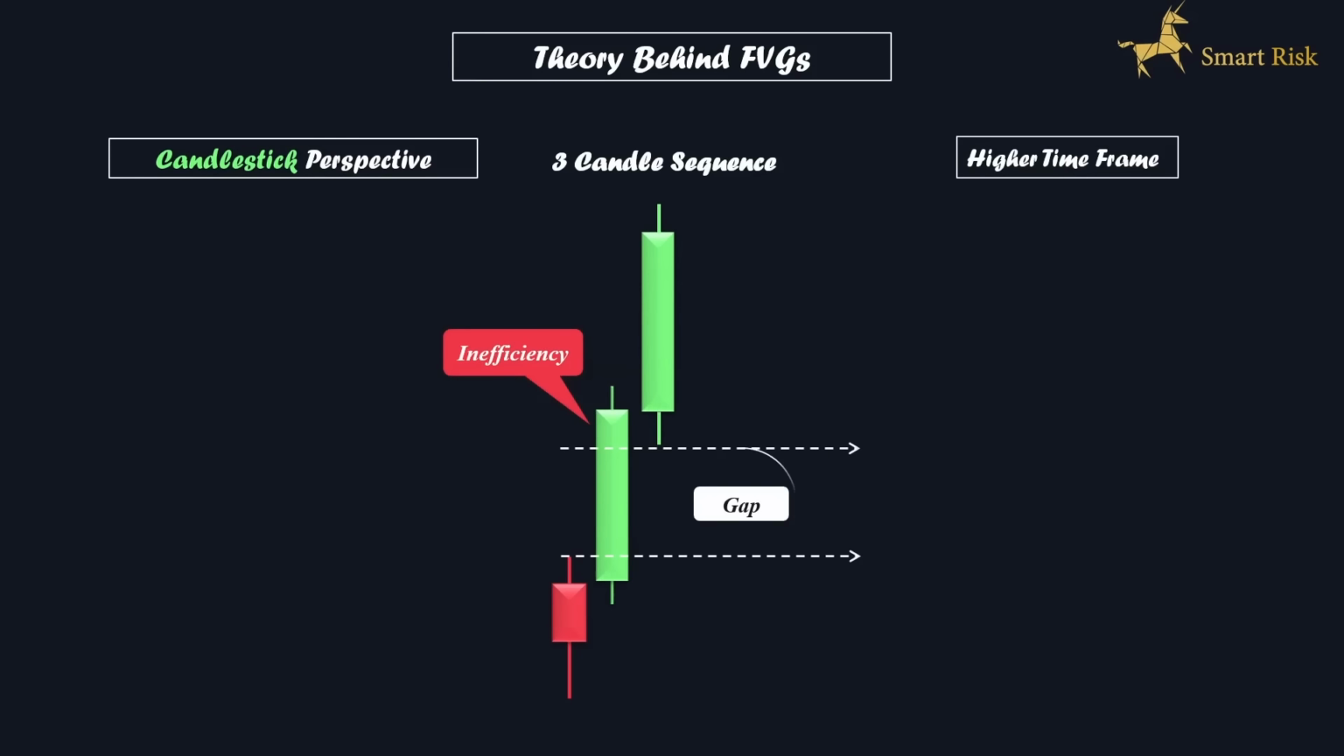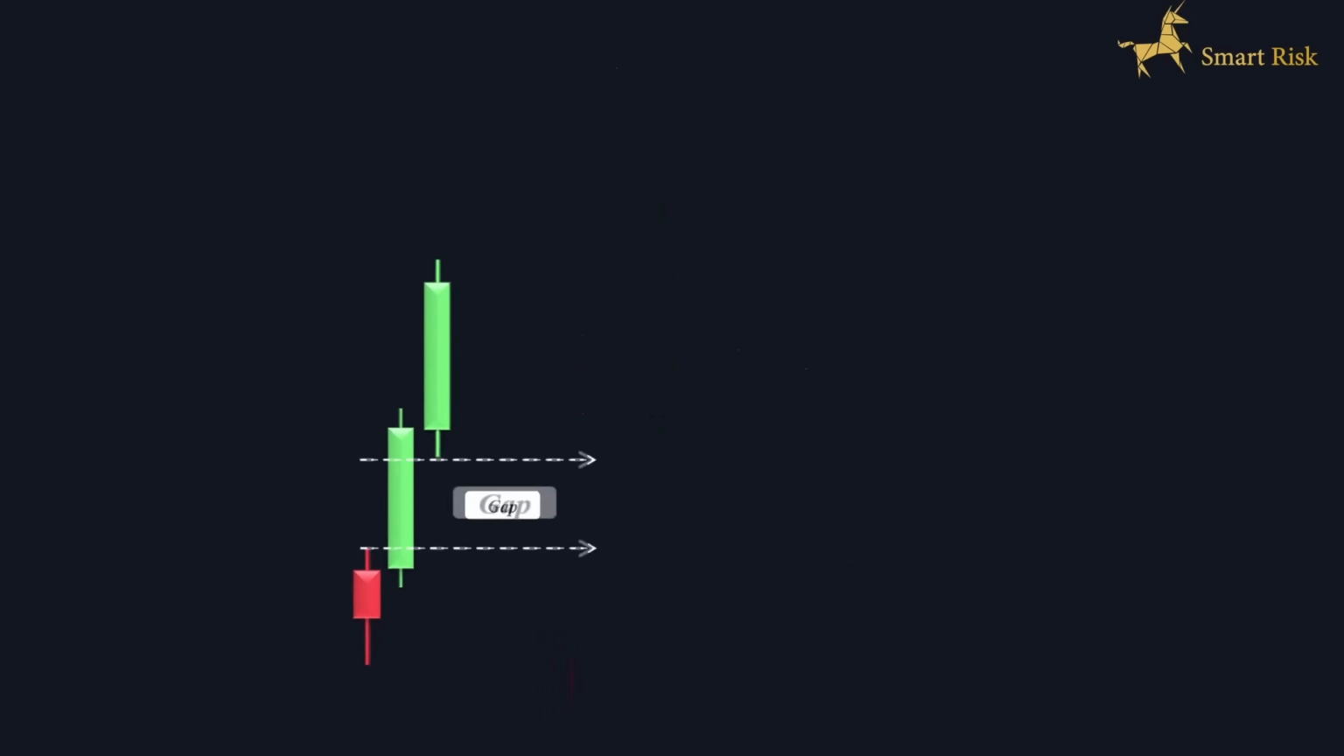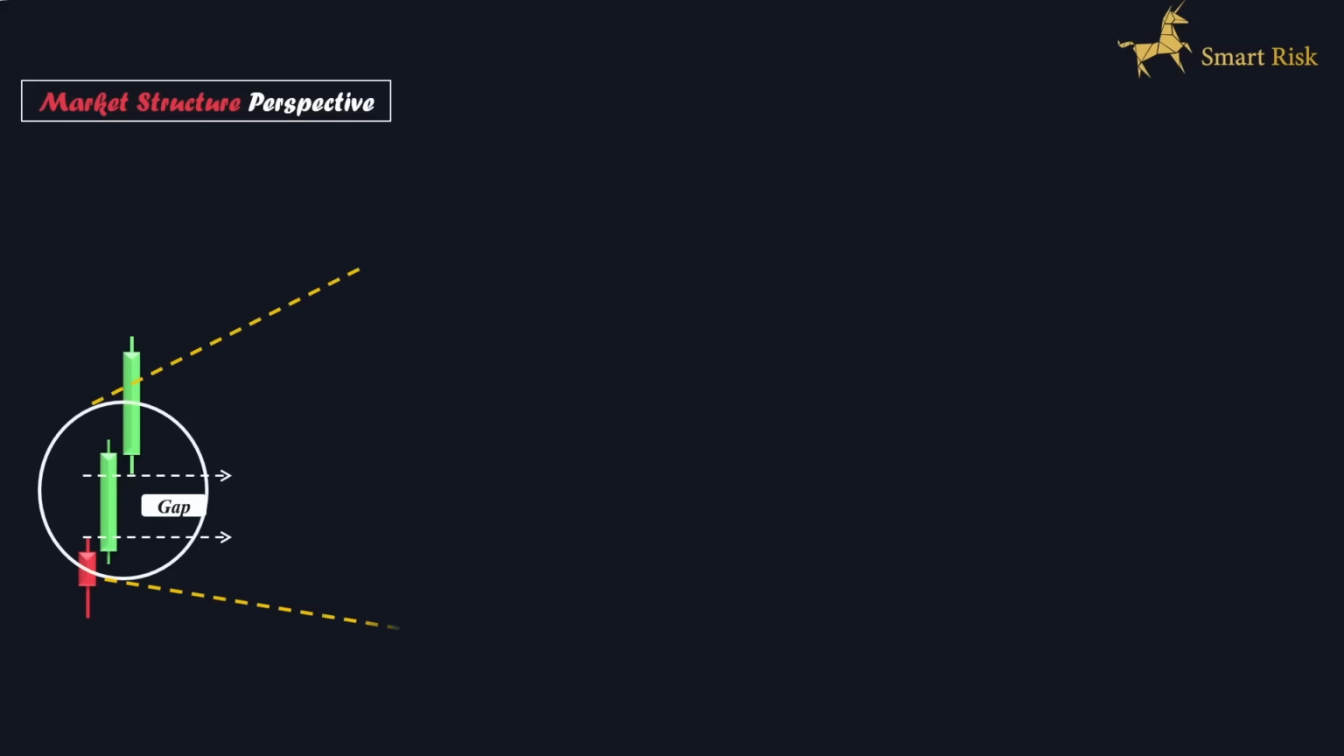Consider a three-candle sequence as illustrated. Let's say that this bullish candlestick sequence, which created a significant imbalance in the market, occurred in a higher time frame. To analyze this three-candle sequence from the market structure perspective, let's zoom into a lower time frame.